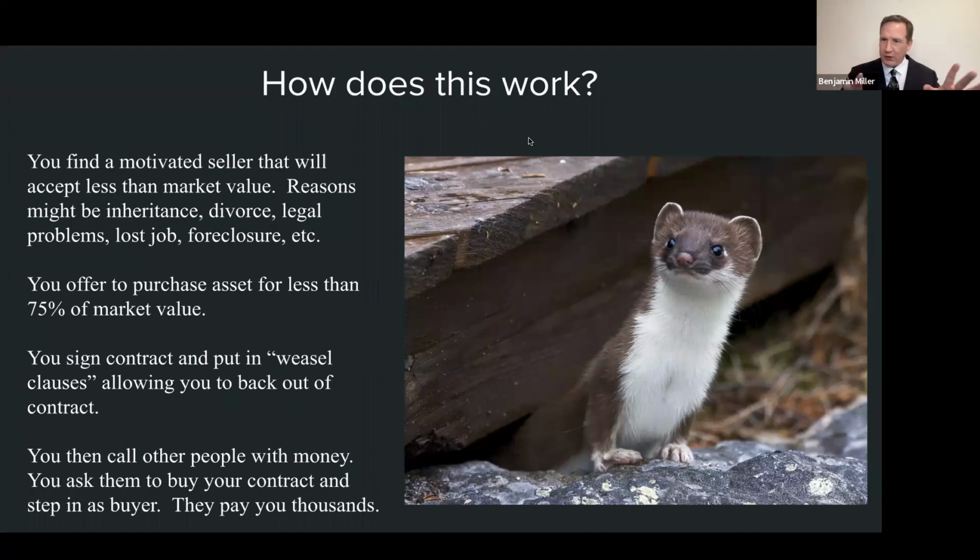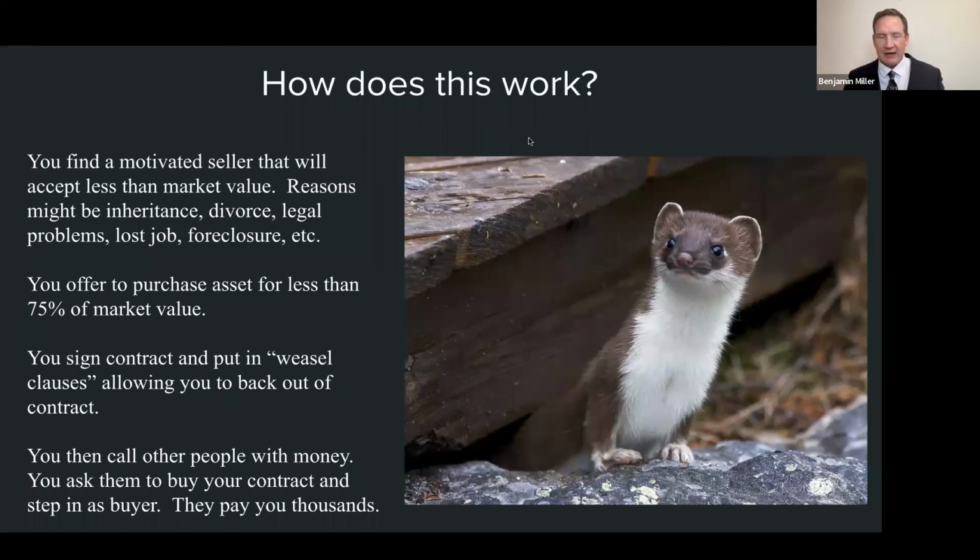Then you can point to the contract and you can say, Mr. Seller, I said that it depended on passing my inspection. This did not satisfy my inspection. I had a contractor look at it. I had some experts look at it and they didn't like it. I'm not going to buy it.